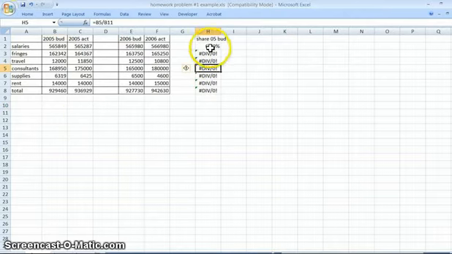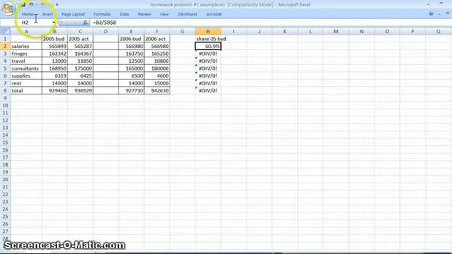So we have to remember we have to make this back to an absolute address instead of a relative address. The way you do that is by putting a dollar sign in front of the column address and in front of the row address. Now, you remember it was 69.02 or something like that. Yep, there was 60.9. Same number.